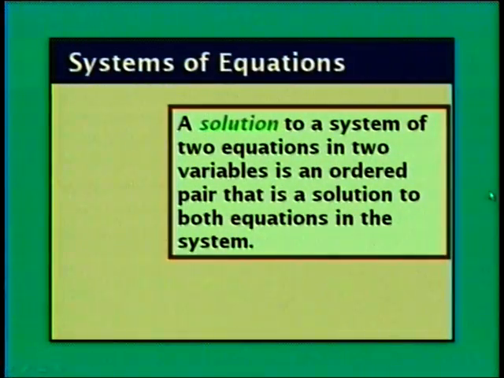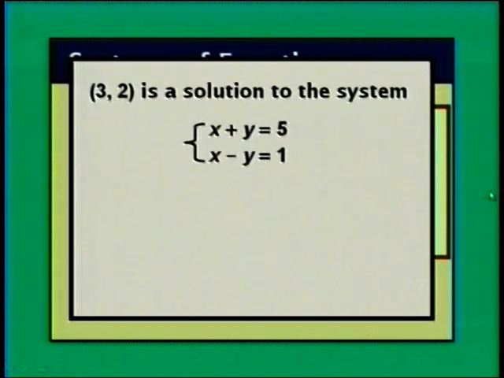A solution to a system of two equations and two variables is an ordered pair that is a solution to both equations in the system. Let's see an example. (3, 2) is a solution to the system x + y = 5 and x - y = 1 because when we replace x with 3 and y with 2, we have 3 + 2 = 5, which is true, and 3 - 2 = 1, which is also true.